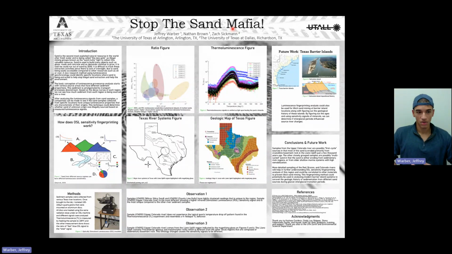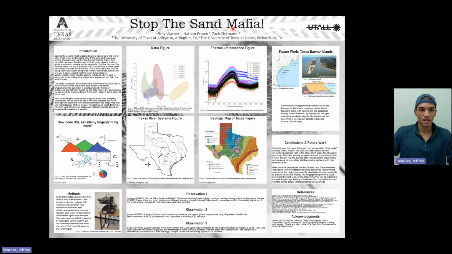Sand is the second most exploited natural resource in the world after fresh water and is becoming called the new gold. And as illegal mining groups known as the Sand Mafia fight to collect this valuable resource, it is said that we will run out of sand by 2050.